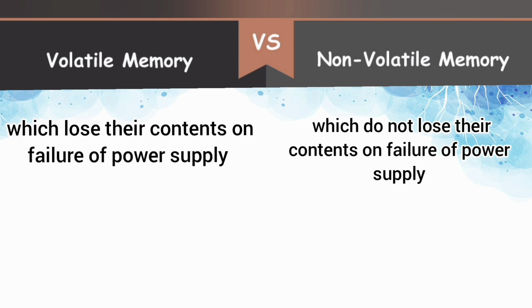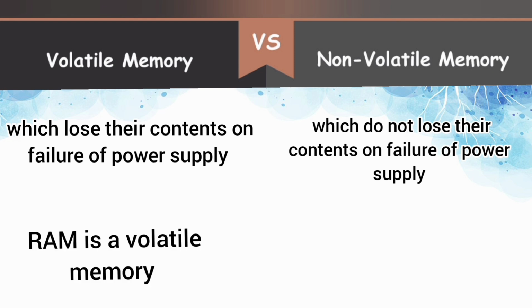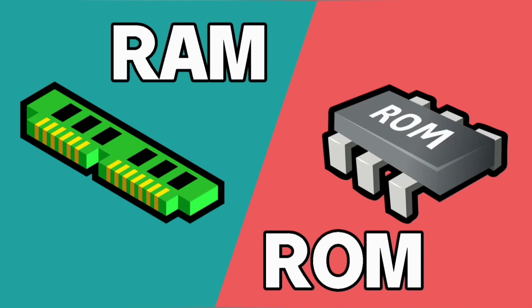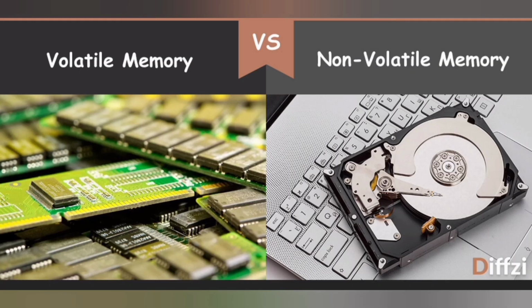As we have already discussed that RAM is a volatile memory whereas ROM is a non-volatile memory. So students, in today's lecture we have discussed about the difference between RAM and ROM and the difference between volatile and non-volatile memory.